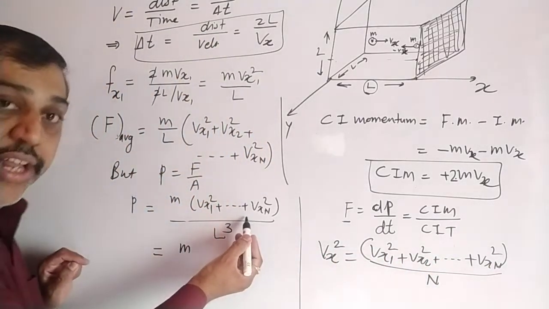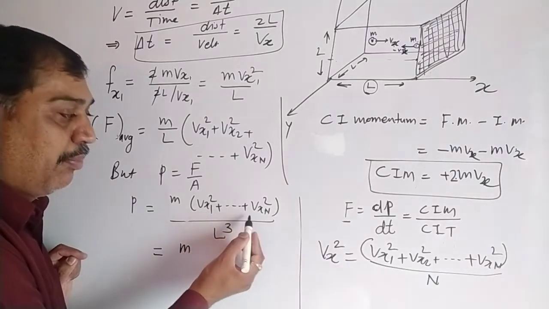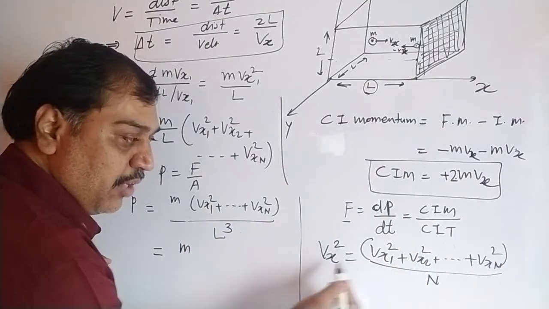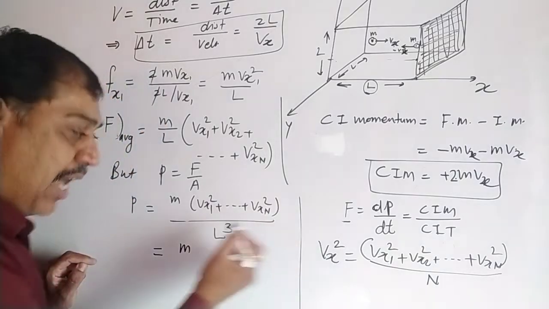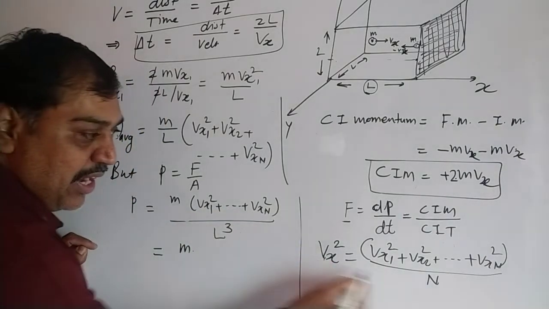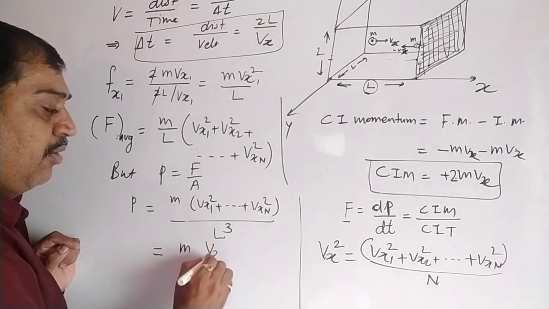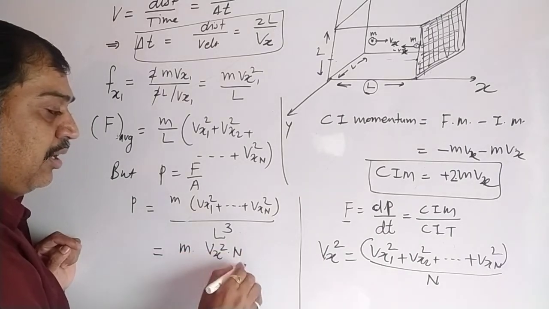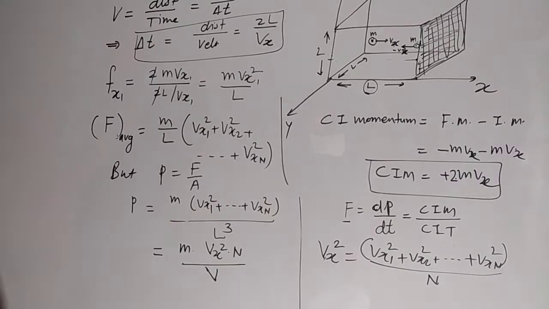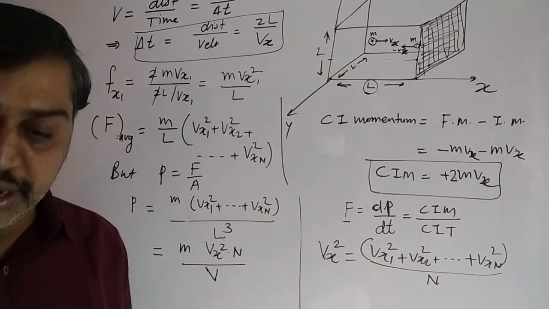And that numerator we have to put here: Vx1 square plus Vx2 square, so on up to Vxn square, equal to Vx square into n. Put that value here. So we can write m into, what is the bracket value? Vx square into n divided by L cube, that is nothing but V. So we reach this equation, that is equation 3.9 in your book.